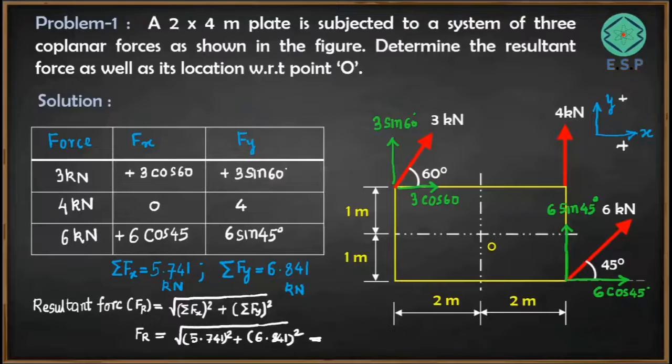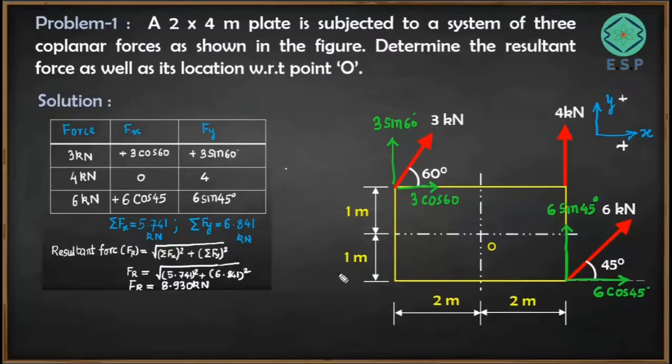So if you simplify this, you'll be getting the value of resultant force as 8.930 kilonewton. So now here we got the value of resultant force of these three forces, that is 3 kilonewton, 4 kilonewton and 6 kilonewton. They are going to collectively give you a resultant force equal to 8.930 kilonewton. Now this is about the magnitude of resultant force.